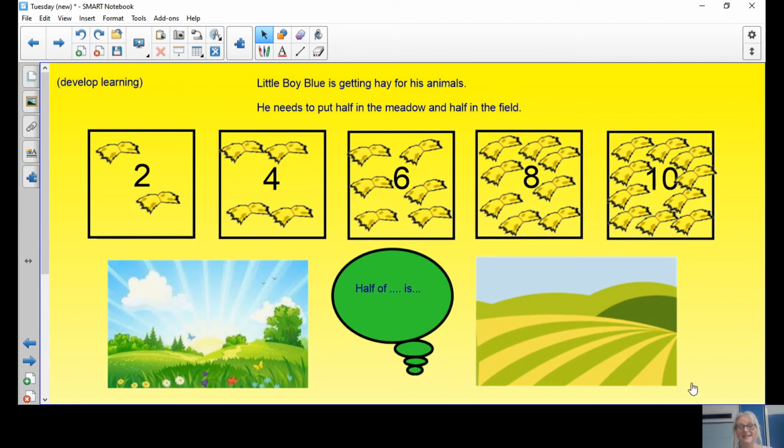We did it. Well done. So it's a bit tricky, isn't it? Half and double. So if you're doubling something, you're making it 2 times as big. If you're halving something, you're splitting it into 2 groups and making it smaller.